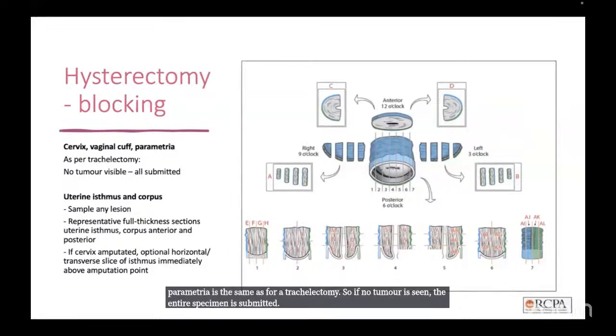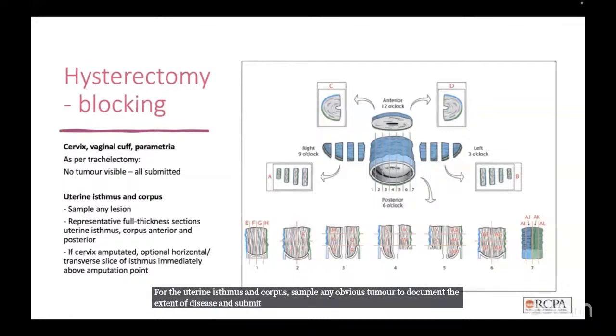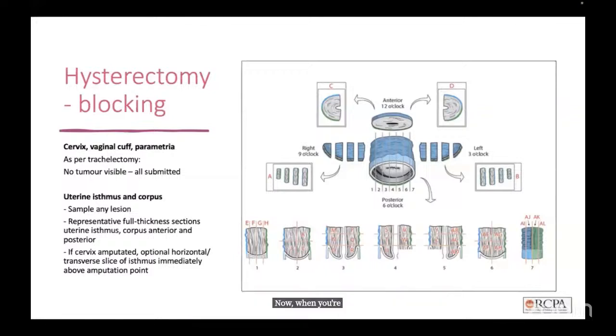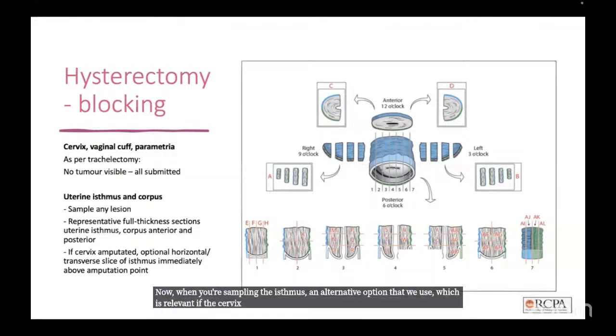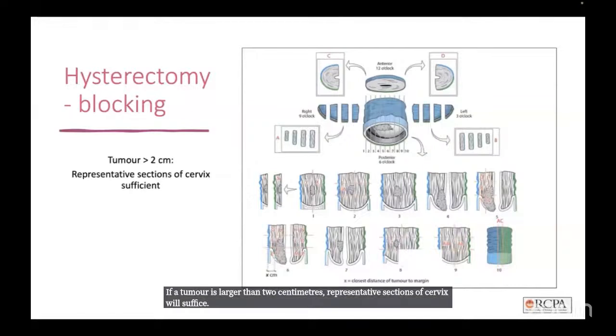For the uterine isthmus and corpus, sample any obvious tumour to document the extent of disease and submit representative full thickness sections of uninvolved isthmus and anterior and posterior corpus. Now, when you're sampling the isthmus, an alternative option that we use, which is relevant if the cervix has been amputated, is to take one transverse slice of the isthmus immediately above the amputation point and to submit that entirely. If a tumour is larger than 2 centimetres, representative sections of cervix will suffice, as previously described.